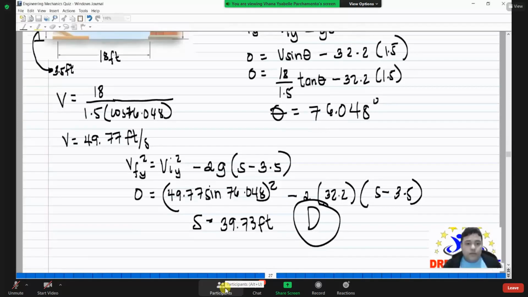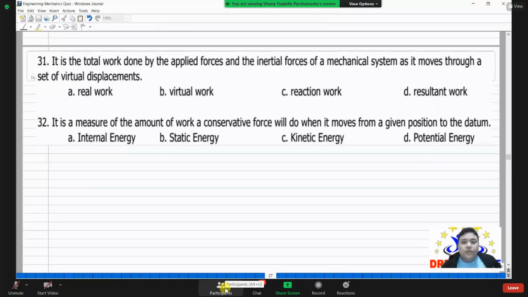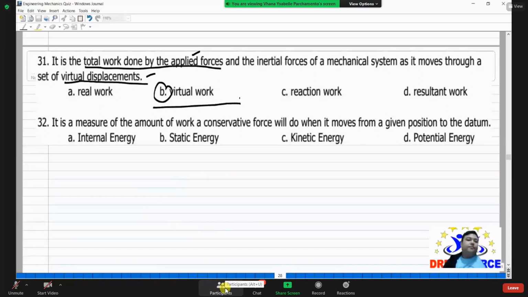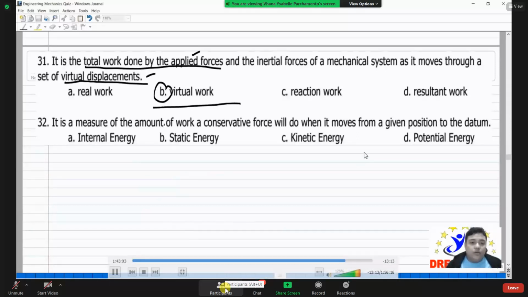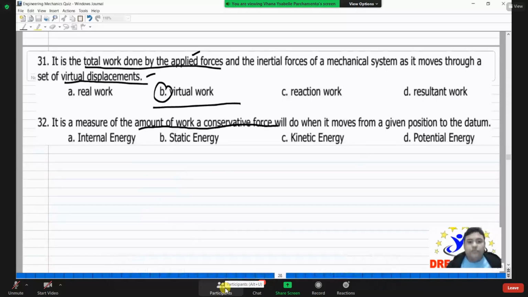Next, number 31. It is this total work done by the applied force and the inertial forces of a mechanical system as it moves through a set of virtual displacements and the total work done by the applied forces. Ito po yung keywords natin. This is letter B, virtual work. Okay. Next, number 32. It is the measure of the amount of work a conservative force will do, from a given position to the datum. When we say datum, this is the reference line. So, this is potential energy. Letter D.